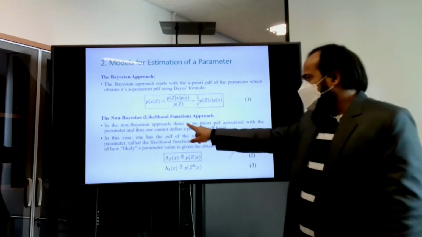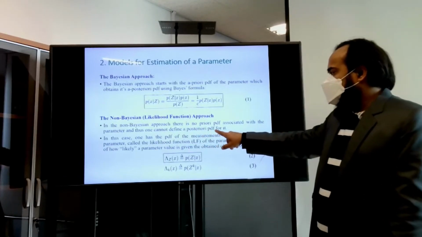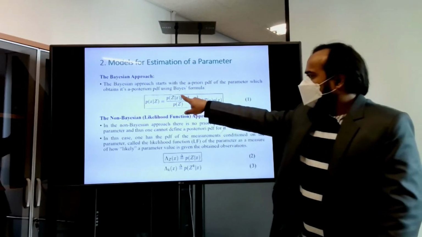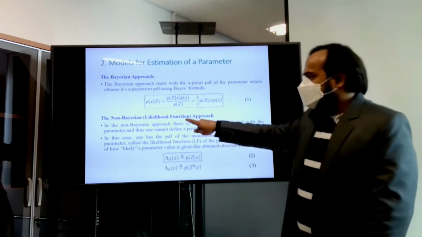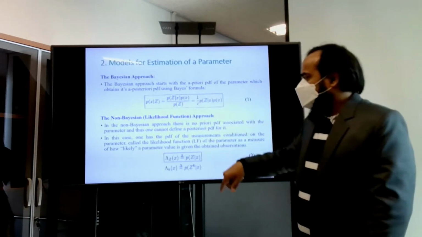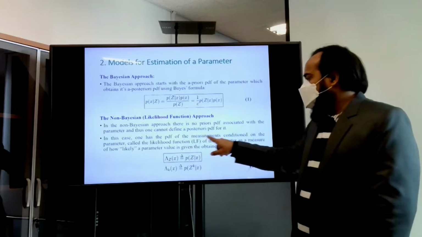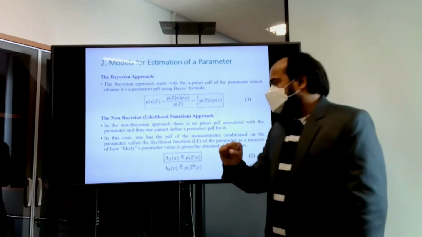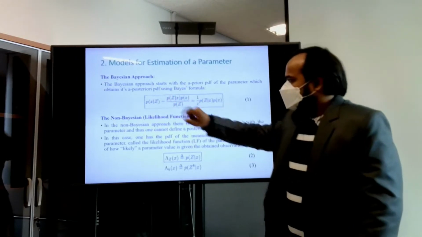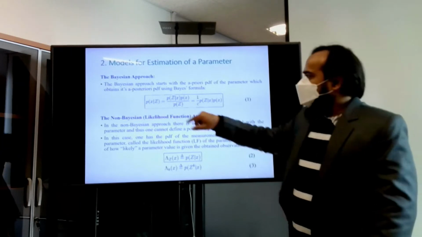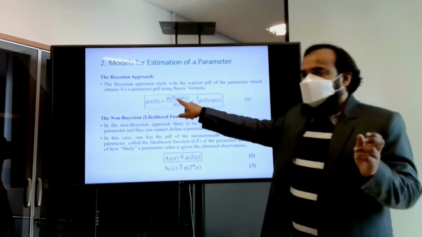So there is no prior PDF associated with the parameter. Thus, one cannot define a posteriori PDF for it. So if you do not know this thing, you cannot find this thing. Okay. So in the non-Bayesian approach, this is unknown, so you cannot find this one. So in this case, one has a PDF of the measurement conditioned on the parameter. Okay, but we know the measurement set. We have sensor output, given the x naught.